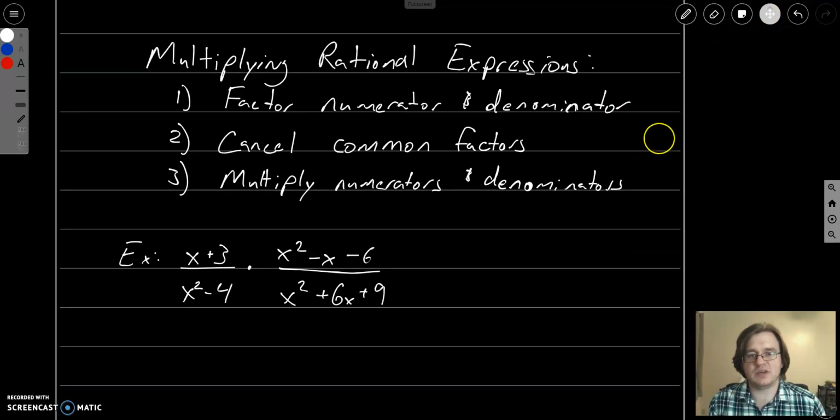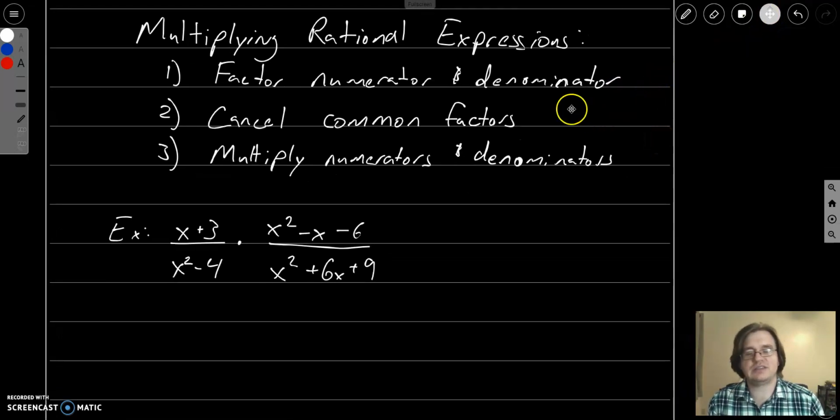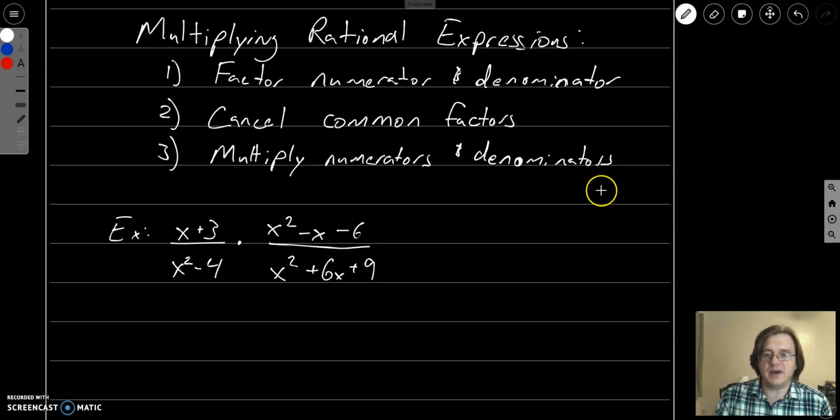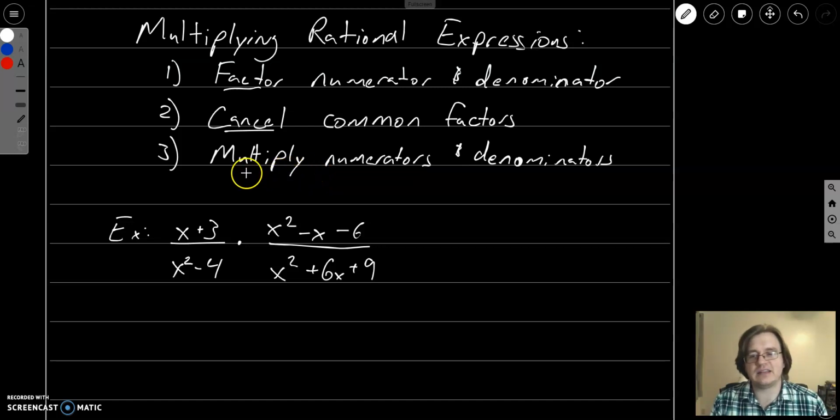Multiplying rational expressions, again, this is just like multiplying fractions. We multiply the tops and the bottoms, the numerators and the denominators. But it will be useful to factor things first. And after we factor, then we can cancel some things. And then lastly, we'll put our fractions together. This will make it just a little bit easier for us.